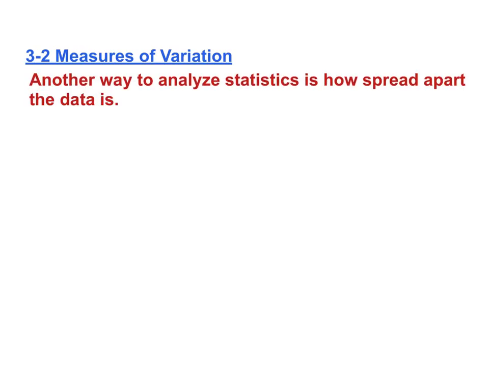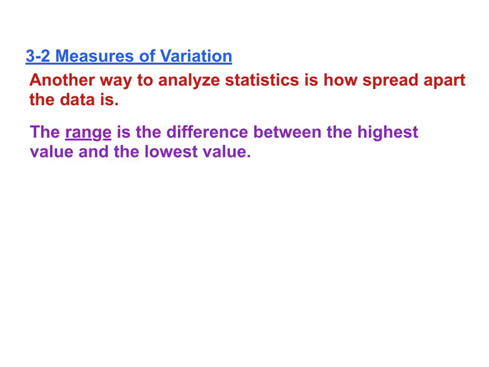Okay? And we're going to go through some examples so you can see the differences in data sets where they actually have the same mean, but they clearly look a little bit different. And so we're going to go through some definitions first, and then I'll walk you through how to do some of this. Okay? So this is what we're talking about in 3.2. Another way to analyze statistics is how spread apart the data is. And that's what variation is all about. Variability. How far apart is the data?